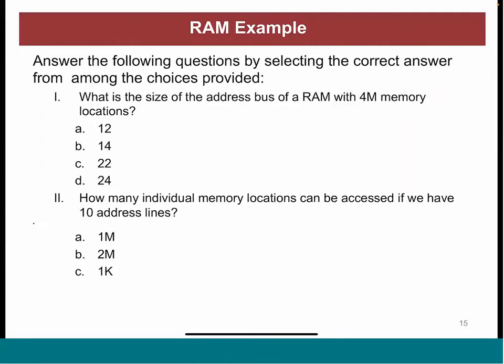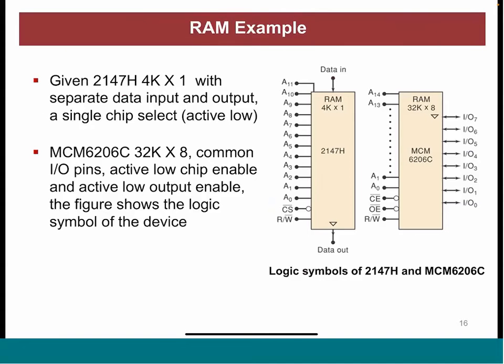So this is an example of two memories. We have the first one, the 21478 memory, which is 4K by 1. What does this mean, 4K by 1? This means each memory location is just 1 bit. So we have 1 pin for data out and 1 pin for data in. So this memory has separate lines for data inputs and data outputs.